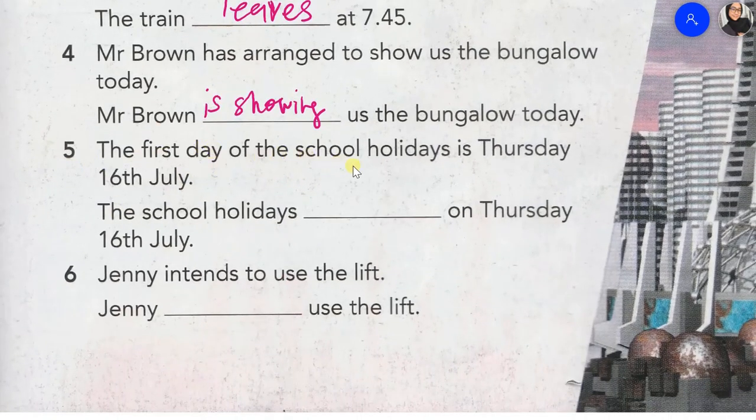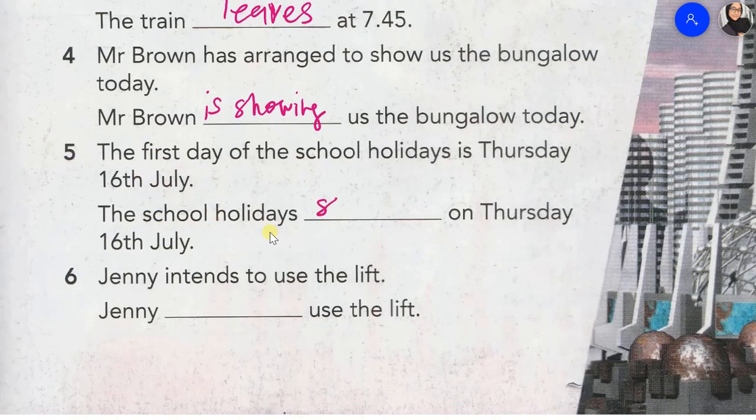Okay, number 5. The first day of the school holidays is Thursday, 16th of July. So the school holidays start on Thursday, 16 July. Right? The first day of school holiday is Thursday, 16 July. So school holidays start on Thursday, 16 July.